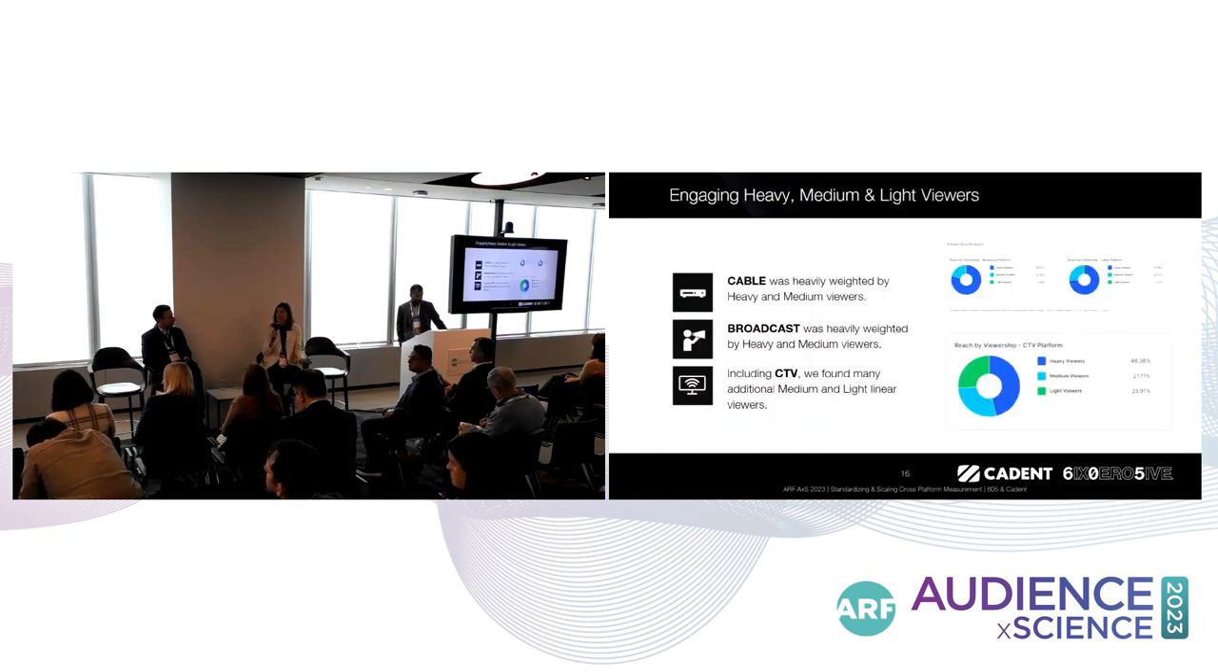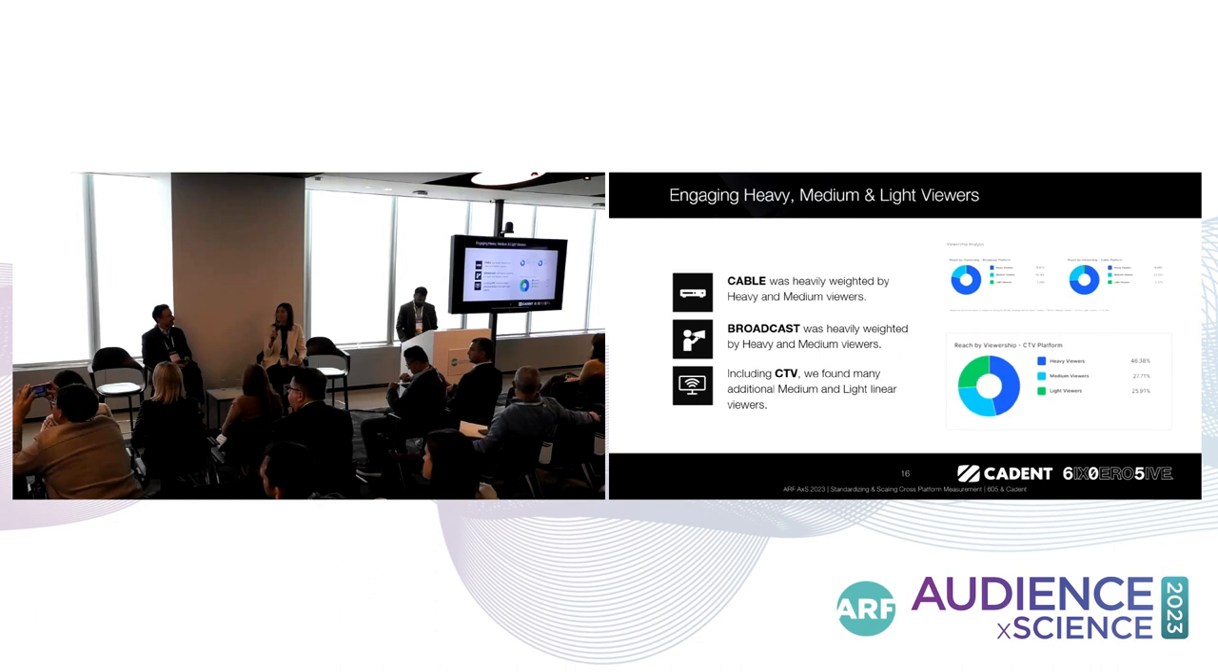And with that, let's look into these unique populations. So here is a deeper dive into those unique groups. If you look at the bottom left donut graph, it's going to show you the breakout of the CTV population into heavy, medium, and light consumers of TV, right?